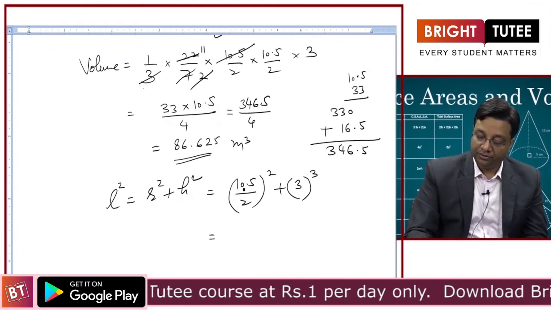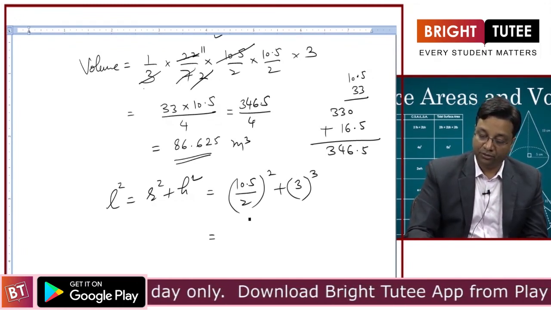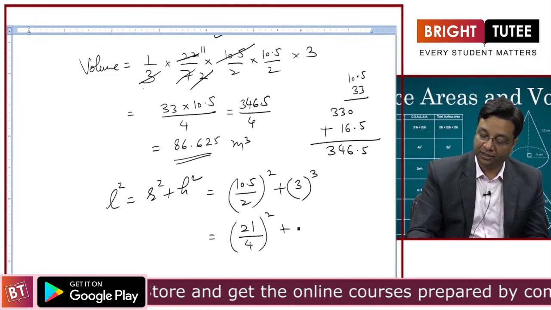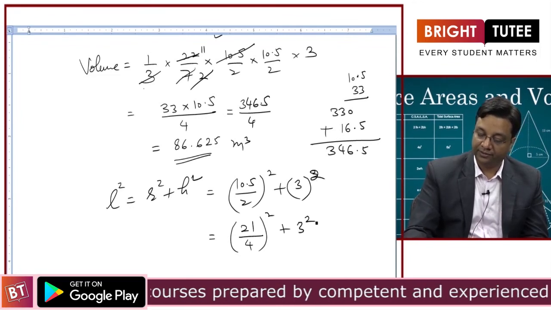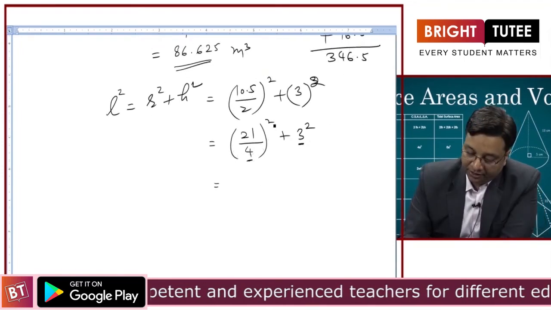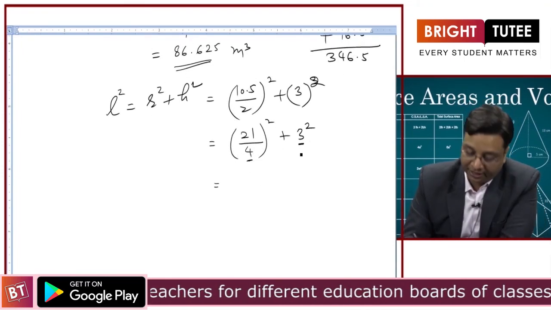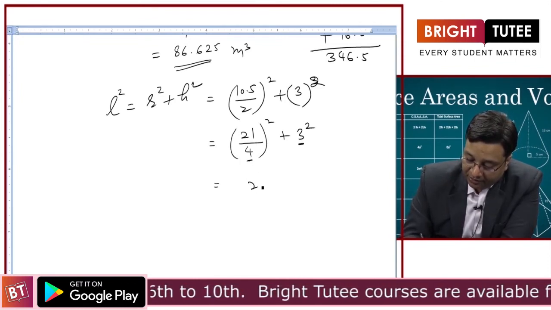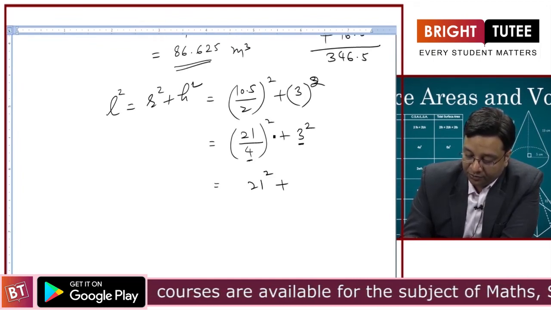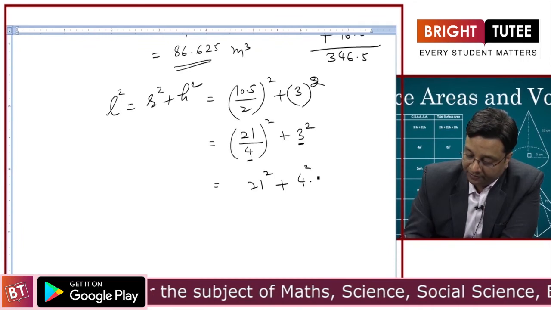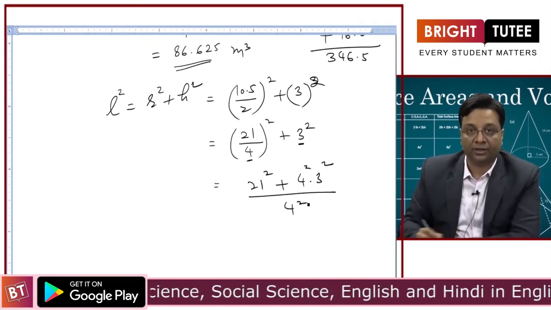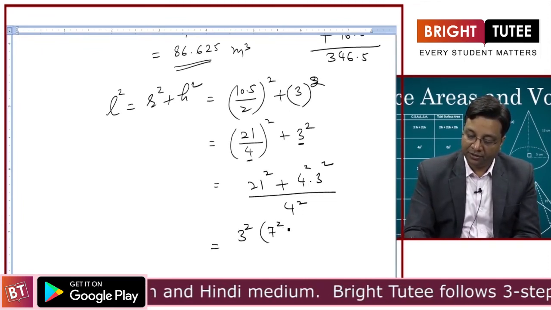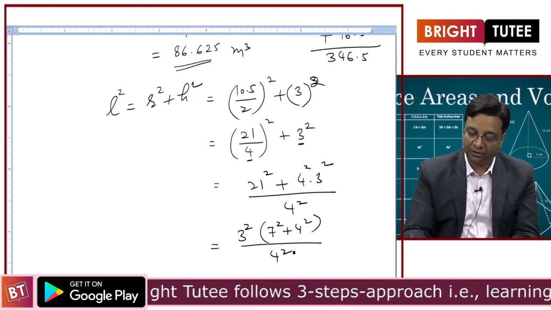So this will be equal to, if I write 10.5 as 21 by 2, this expression will be 21 by 4 whole square plus 3 square, right? Now what I can write is, I can take 4 square as the common denominator, so 21 square plus 4 square into 3 square, divided by 4 square. Further, I can write it as 3 square common and 7 square plus 4 square divided by 4 square, right?